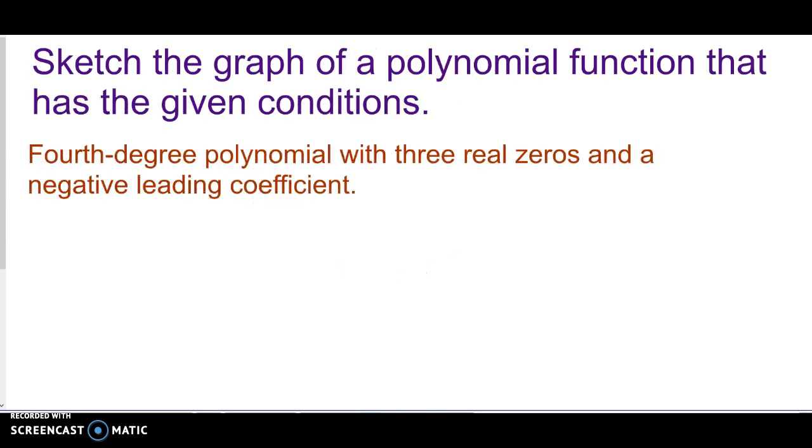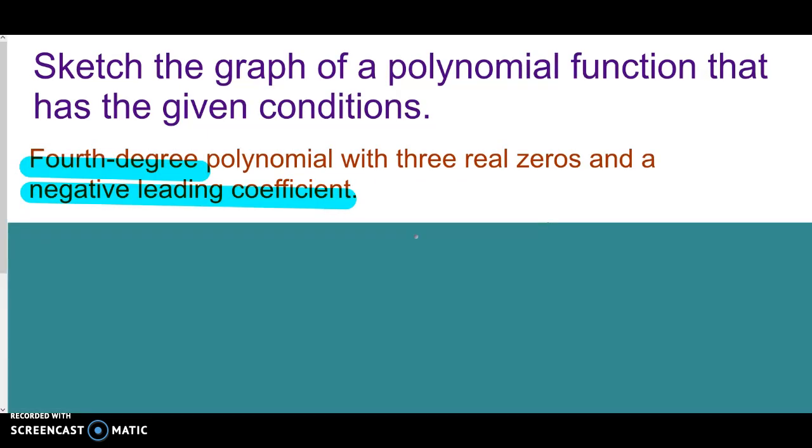Okay, this one, I'm actually going to have you try on your own first. You're going to sketch a graph of a polynomial function that has these conditions. Just a rough sketch. It needs to be a 4th degree. Think about how that affects your end behavior. It needs to have 3 real zeros and a negative lead coefficient, which also affects our end behavior. Let's see if you can come up with an answer here. There are many, many answers. Let's see if you can come up with one. Go ahead.